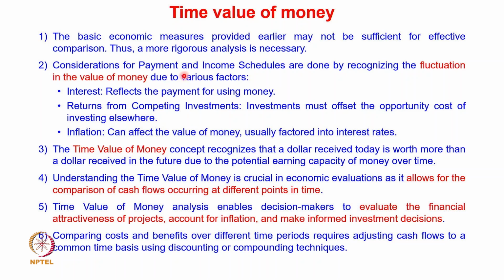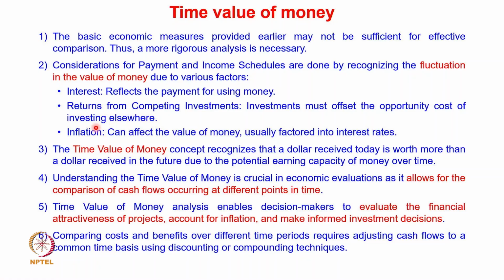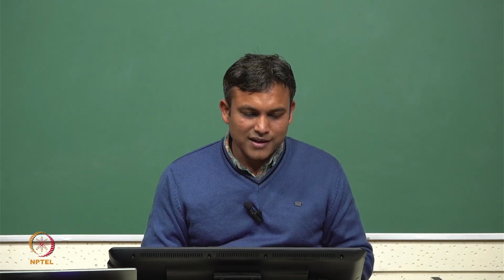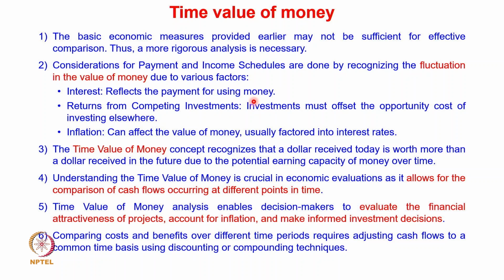Consideration for payment and income schedules is done by recognizing the fluctuations in the value of money due to various factors, which are given here. The first factor is interest, which reflects the payment for using the money. Whatever 100 rupees I am using today is not 100 after 1 year, isn't it? Some interest will be there. If I take 10% interest, then in the next year the value of that money becomes 110, isn't it? So interest can change the value of money.